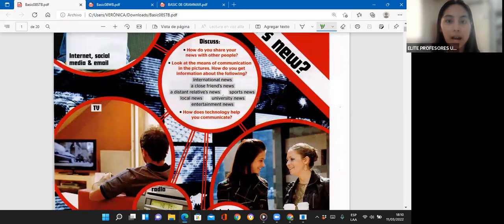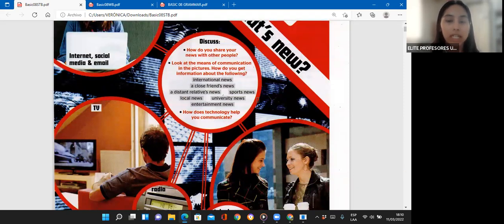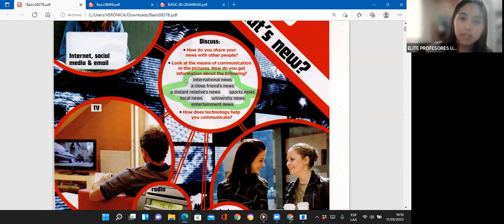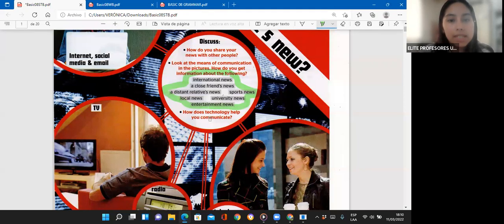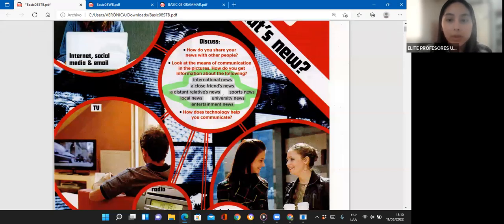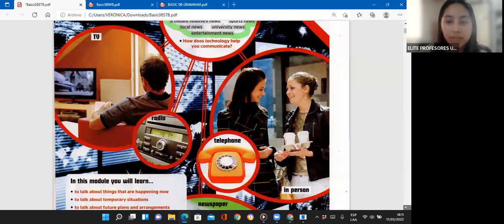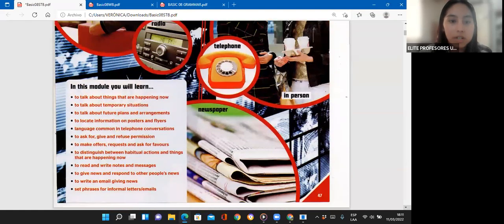We're going to be discussing how you get information about the following: international news, a close friend's news, a distant relative's news, sport news, local news, university news, entertainment news, all of these topics. Maybe we are going to discuss this when we are done with this module, because we need to first study vocabulary, so that you can start talking about this. And the last is how does technology help you communicate? Very easy, right? We all have technology, our cell phones, computers.